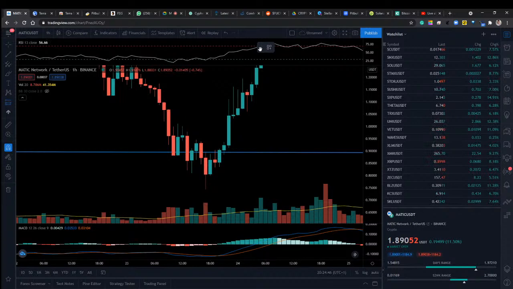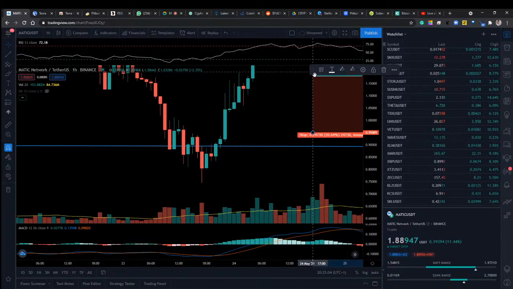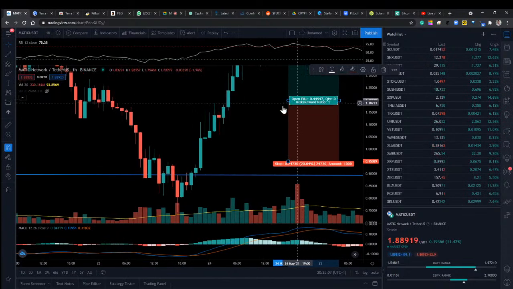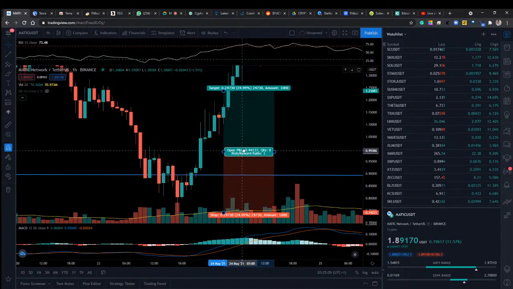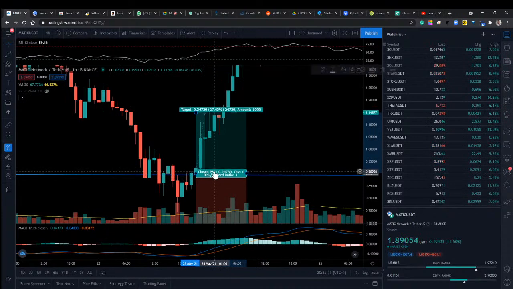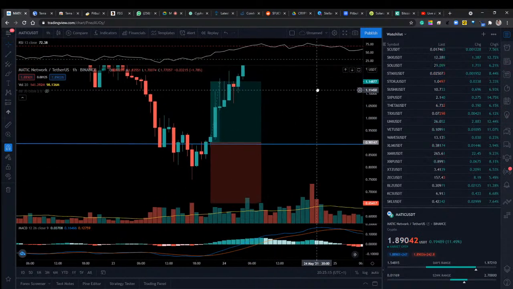Okay, let me expand the pane. So aggressive entry means you take a long position where the candle closed, right? Now, I told you that before you enter your trade, know 4 things. Know your entry point. Know your stop loss. Know your take profit and know your invalidation point.